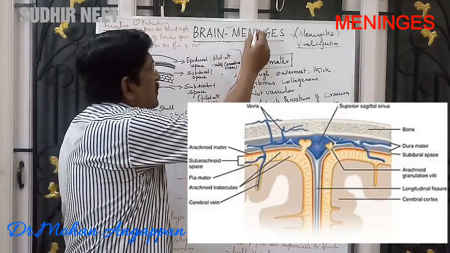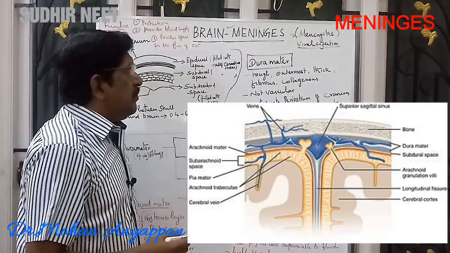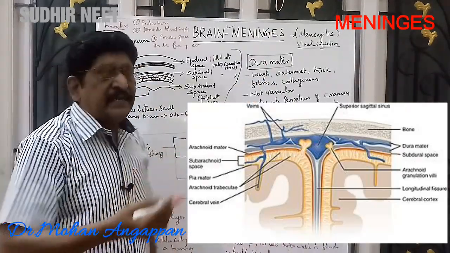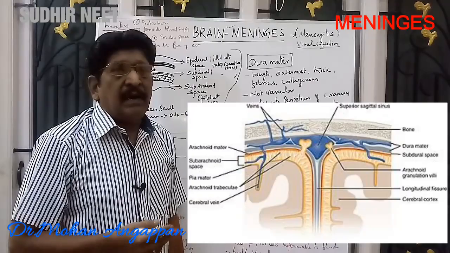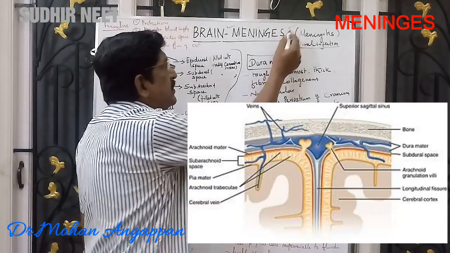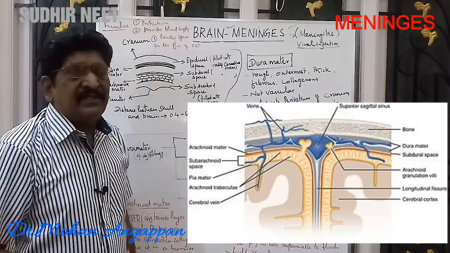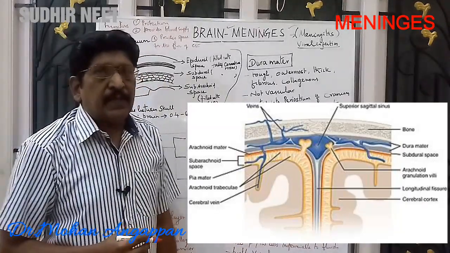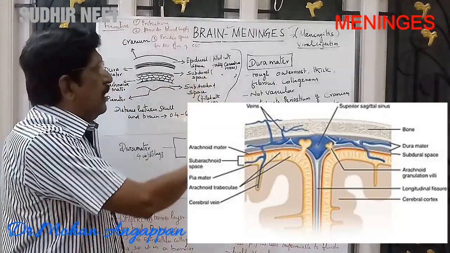Suppose the meninges, or the cover of the brain, is infected with a virus or otherwise infected, that is called meningitis. Clinically it is called meningitis. Now let us take up the meninges.